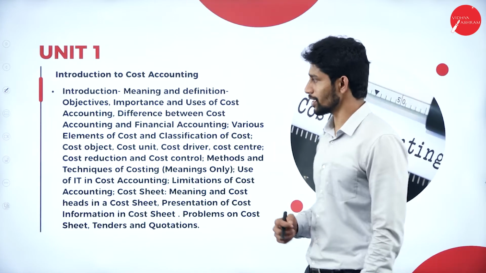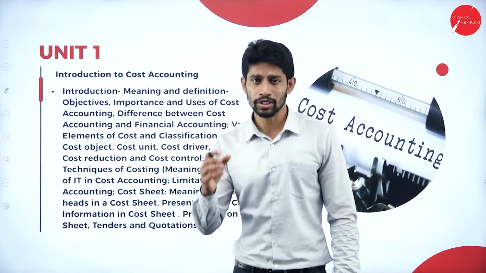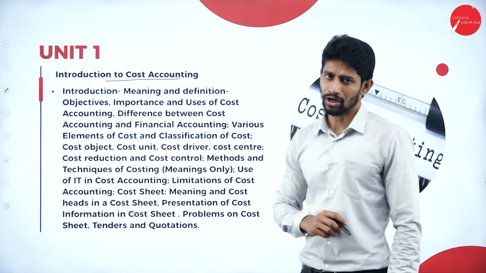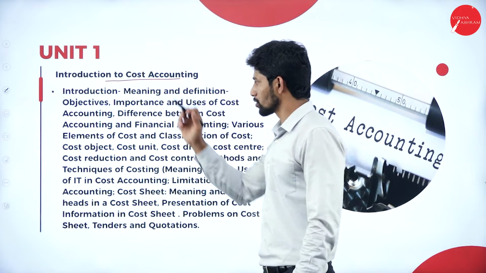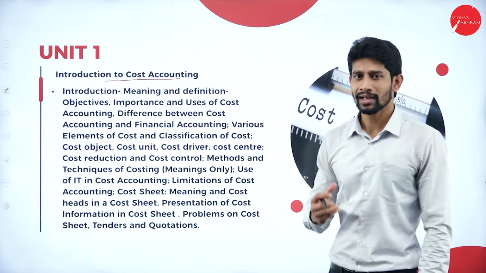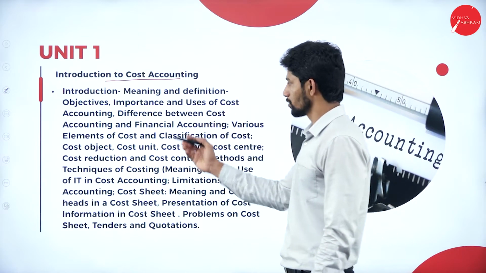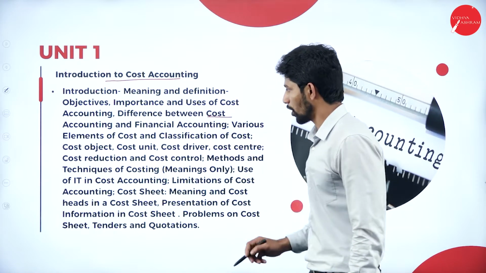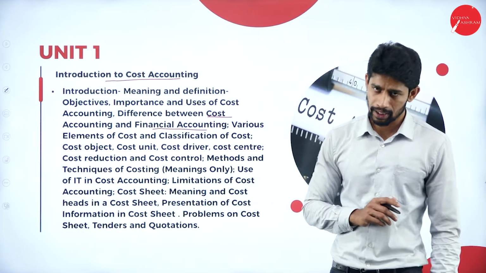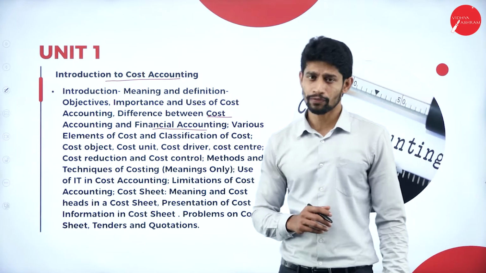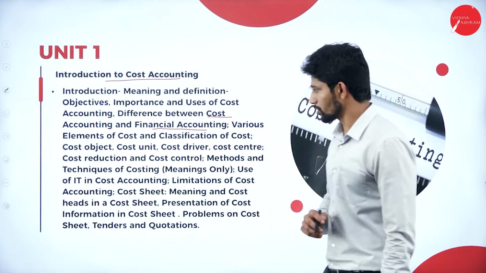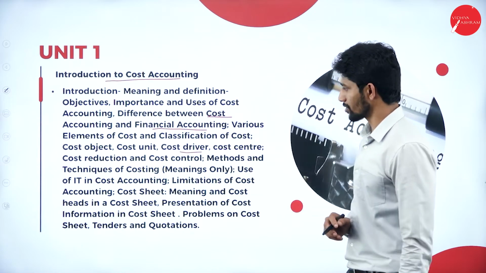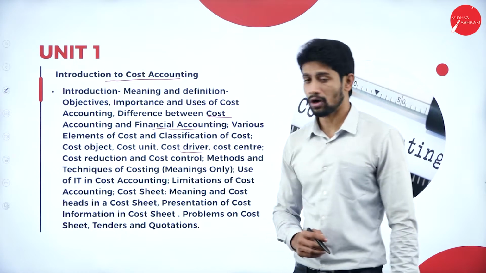If you look into each chapter, we will get an idea what all the particular unit includes. So unit 1, it's all about Introduction to Cost Accounting. In this particular unit, we are going to know the meaning of cost accounting, definition of cost accounting, objectives, importance and uses of cost accounting, and also difference between cost accounting and financial accounting, and various elements of cost, and also classification of cost, cost object, cost unit, cost driver, cost center, cost reduction and cost control.